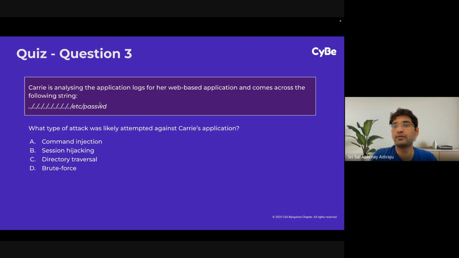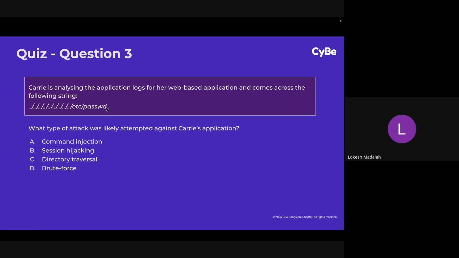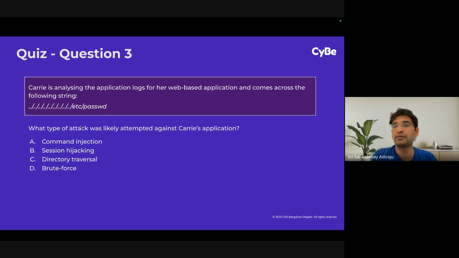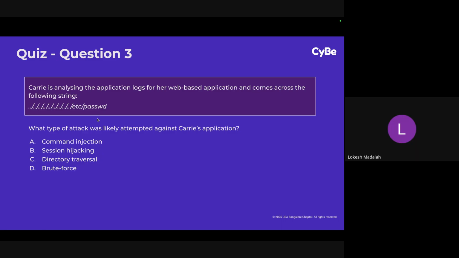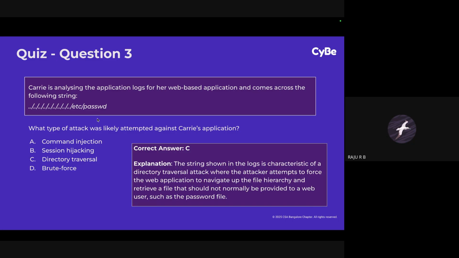Yeah, so this is a very interesting type of question that you can expect from CISSP, because they're basically confusing you with this word PASSWD. But it has nothing related to that. It's basically a directory traversal attack, right? Filter. That's the same. Okay.